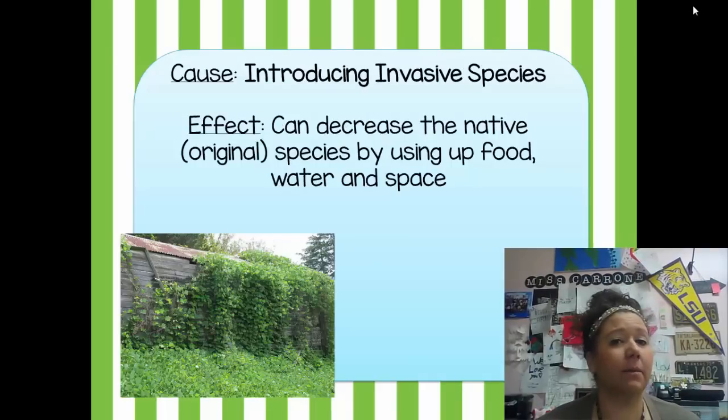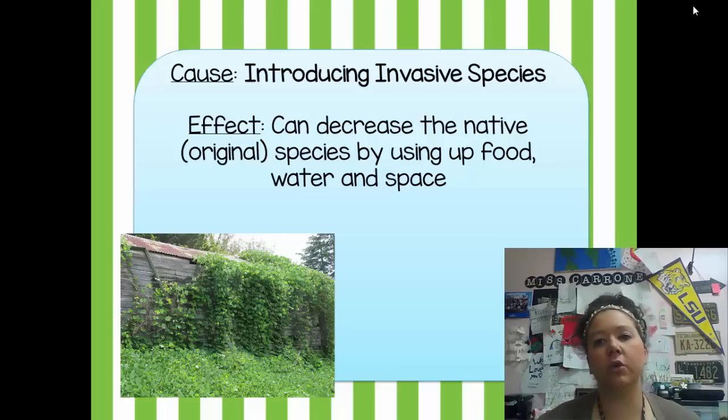And then the last cause we're going to talk about is introducing invasive species. Basically, that's when a new species comes into an environment, whether it comes in naturally, or humans sometimes introduce a new species into an environment. And it has lots of effects. The major effect is that it can decrease the native species. When I say native, I just mean the original species to that place, whatever organisms lived there already before this new species came in. That's what native means. Like, some of you are native to Mexico because you were born in Mexico. Some of you are native to Texas because you were born in Texas. So it's the original animals and plants that lived there.